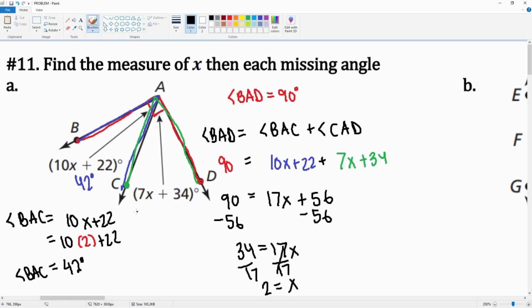Then we have angle CAD, which is going to be equal to 7x plus 34. Now we substitute the value in for x, which is 2. 7 times 2 plus 34 is 48. That is what angle CAD is, and this is equal to 48 degrees. That should confirm, because if we add these two angles together, they do make that 90.